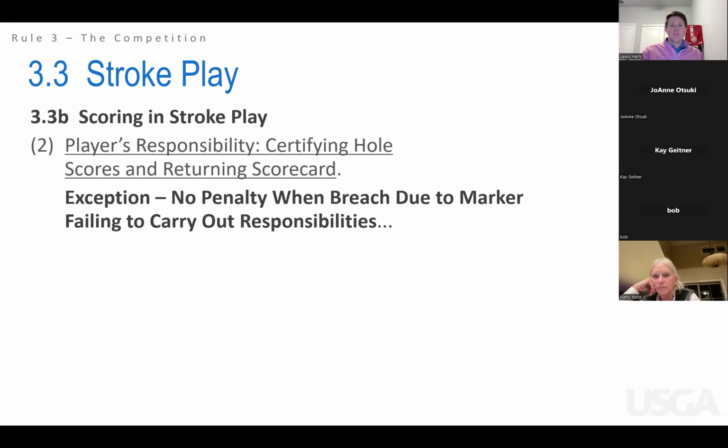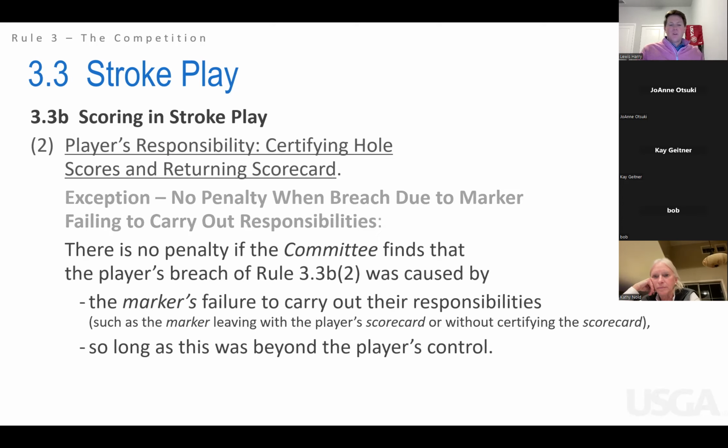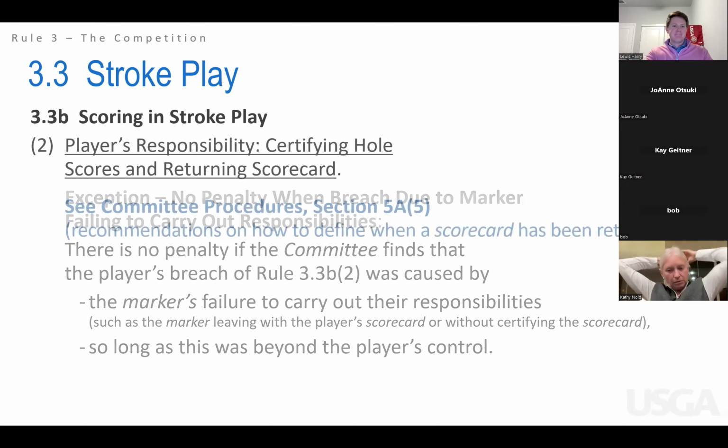penalized. And under this rule, we're just going to say, it's okay. The marker failed to carry out their responsibilities, but it wasn't the player's fault. It was beyond that player's control. The committee is not going to disqualify the player. There's going to be no penalty here.